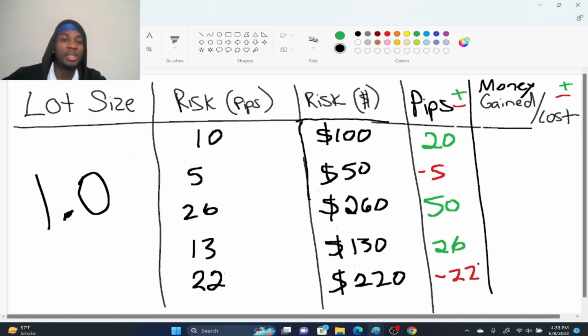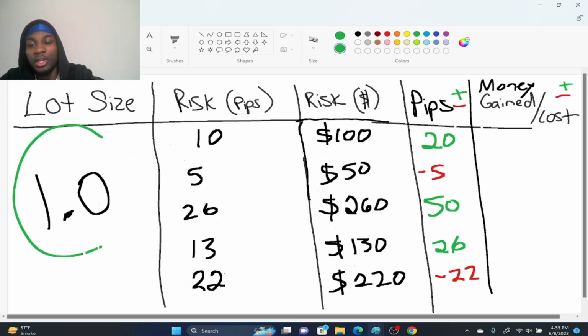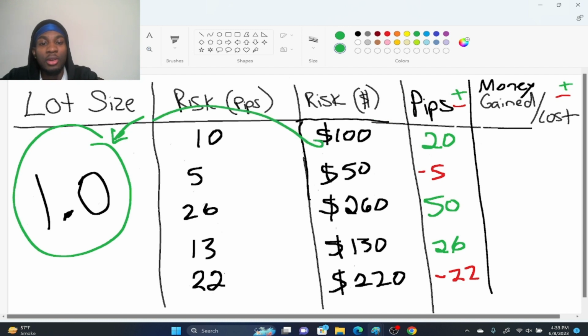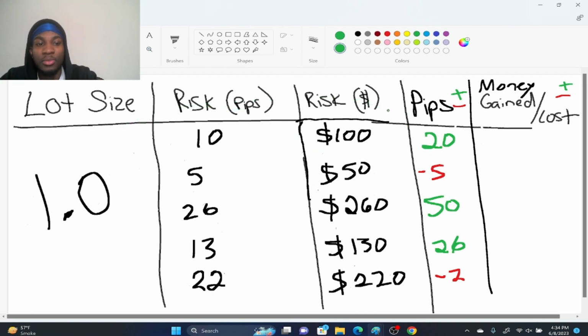Now, how much is this in money? This is in pips. How much in money is this? So now we're going back to here. How much money are you making in pips? Here is how much we are risking in pips. This is how much we are making or losing in pips. So you're multiplying it by your lot size.